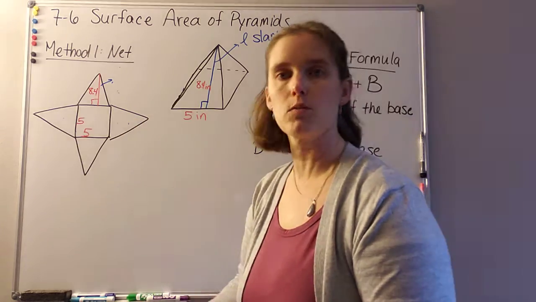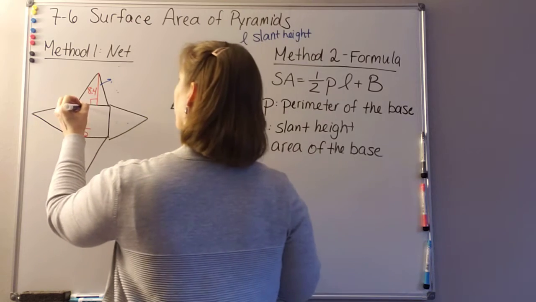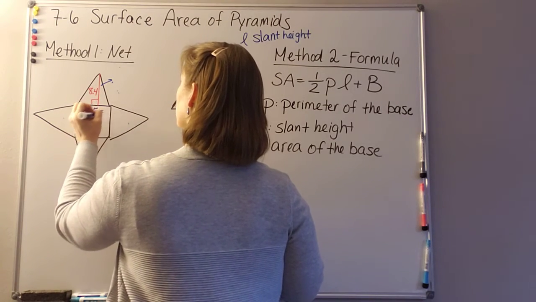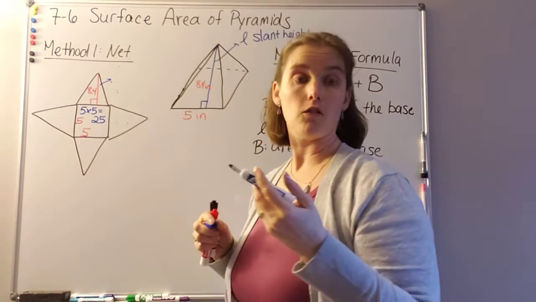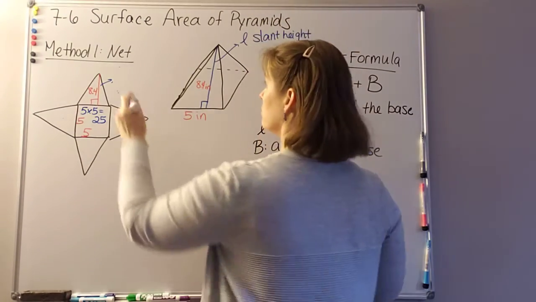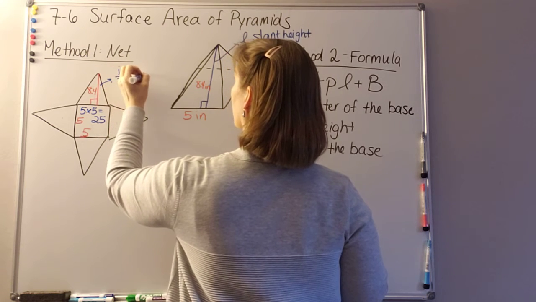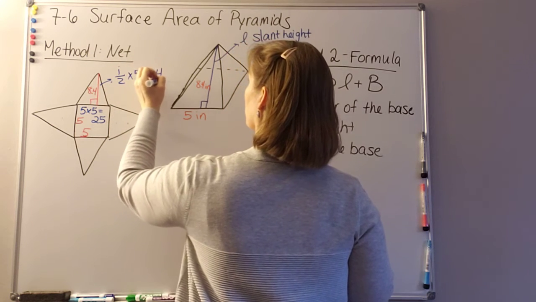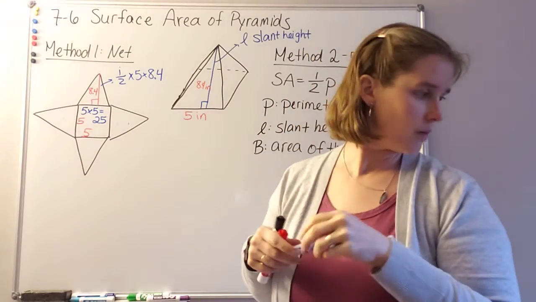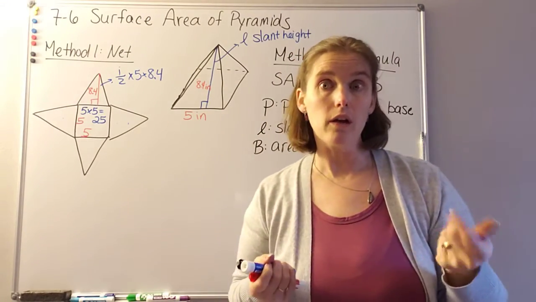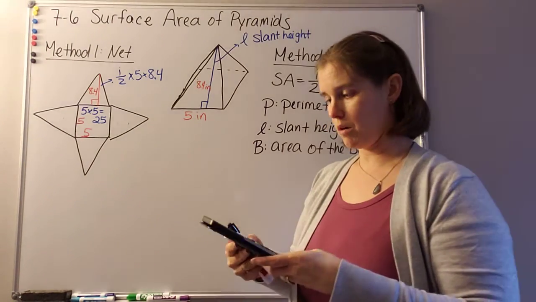How do I find the area of my square? That's right, 5 times 5. 5 times 5 is 25. How do I find the area of my triangle? Well, 1/2 times 5 times 8.4. Oh, well, that's going to be a little bit more challenging. Remember, you can use a calculator with this. I'm going to grab mine to save a little time. Let's see here. What do we get?